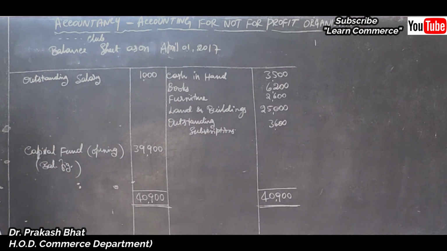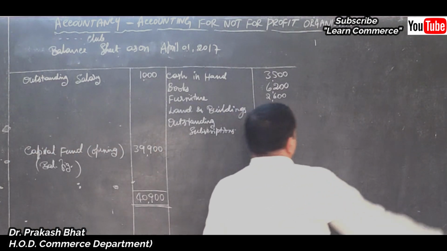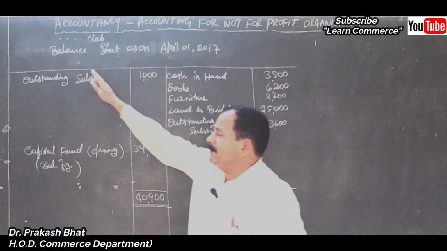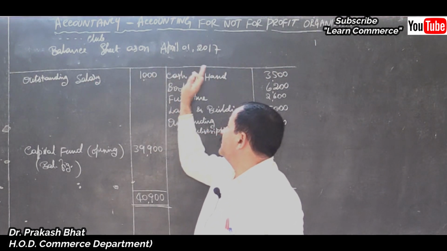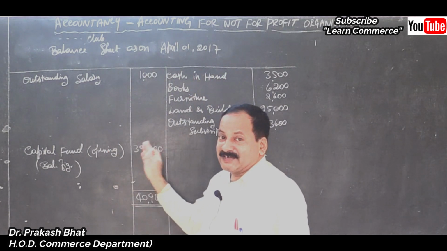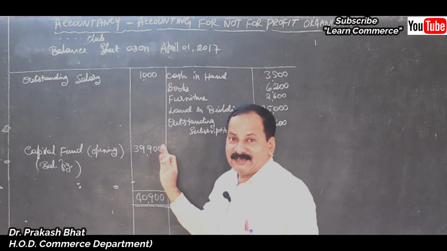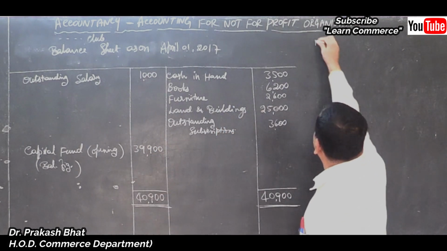Balance sheet as on April 1st, 2017, that is the opening balance sheet. We got opening capital fund. Now we have to prepare income and expenditure account, friends. So the columns should be liabilities, amount in rupees, assets, amount in rupees, no JF here. It is a statement of assets and liabilities. It is not an account at all. Clear?